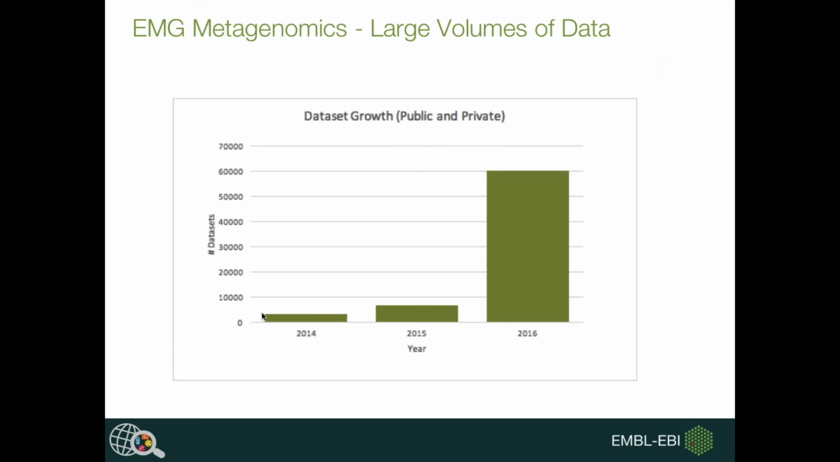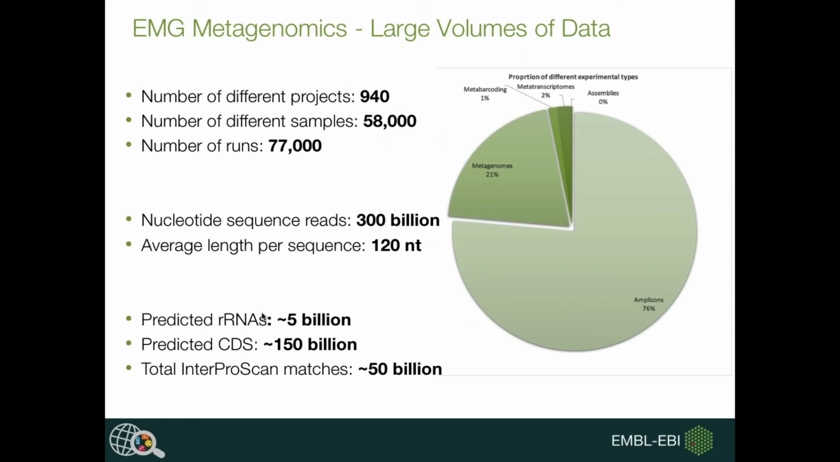You can see this is reflected in our growth. So last year, we kind of went a bit crazy. We processed vast amounts of data. Our current stats are nearly 1,000 publicly available projects that you can go in and access. We've got about 77,000 runs, about 300 billion nucleotides, 150 billion predicted coding sequences, and about 50 billion InterPro scan matches. So that's a lot of annotations. It's also a lot of dark matter for people to download and play about with as well.